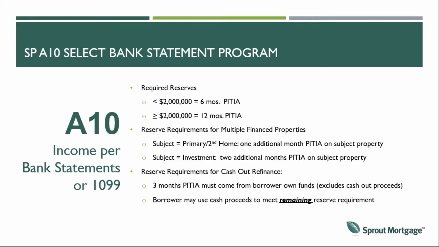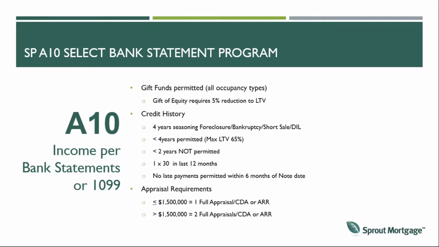Reserve requirements for cash out. 3 months PITIA, again, must come from the borrower's own funds. That excludes cash out proceeds. Once the borrower provides evidence of 3 months reserves on deposit of their own funds, cash proceeds may be used to meet the remaining reserve requirement. All right, so keep that in mind.